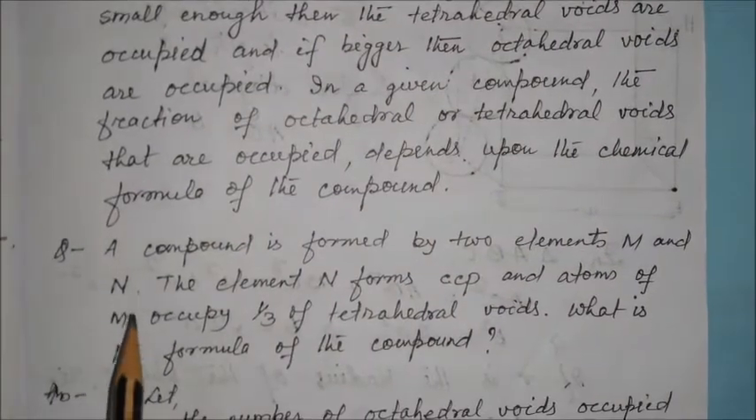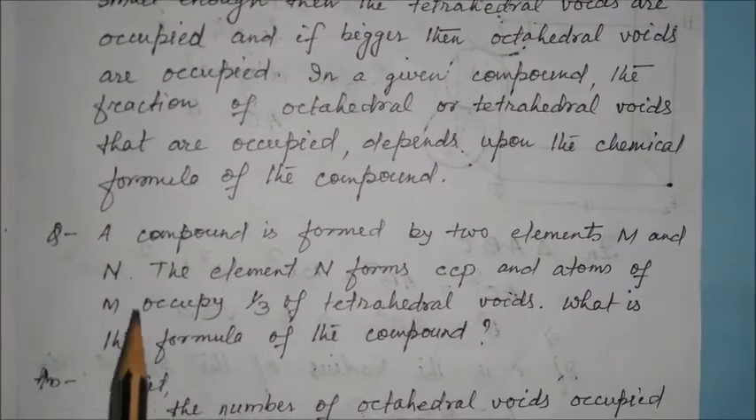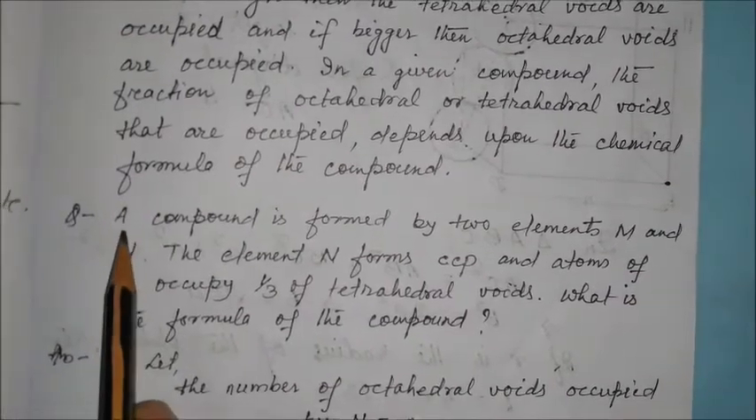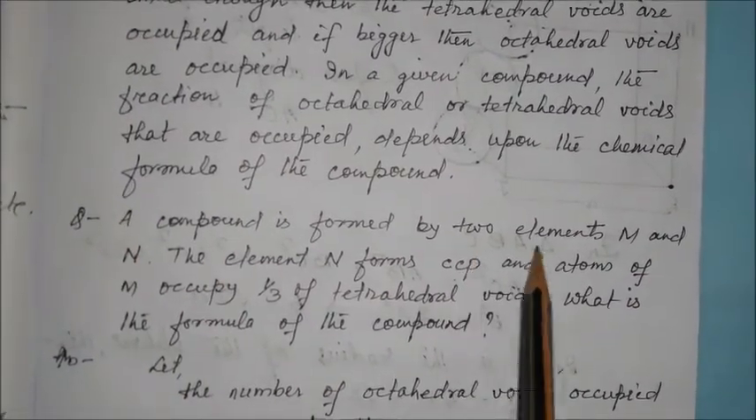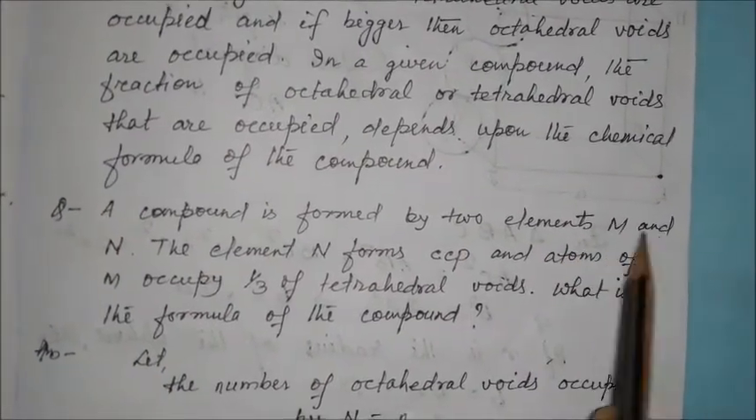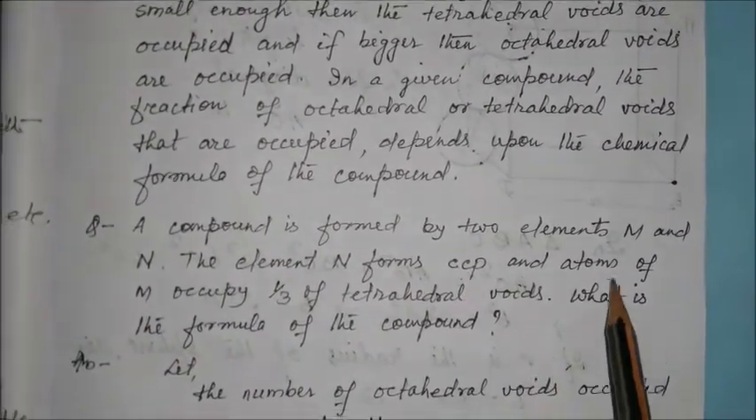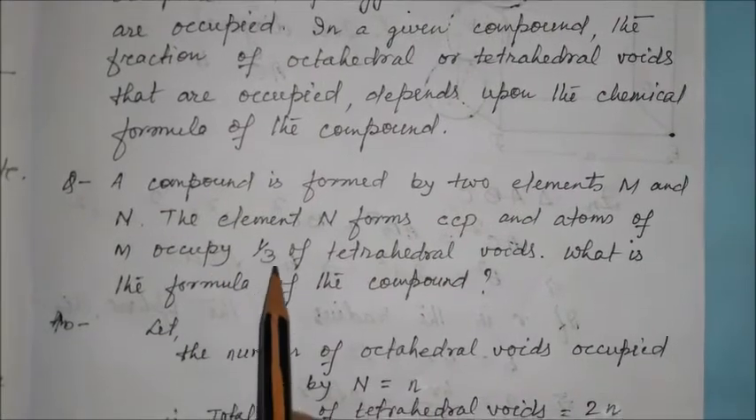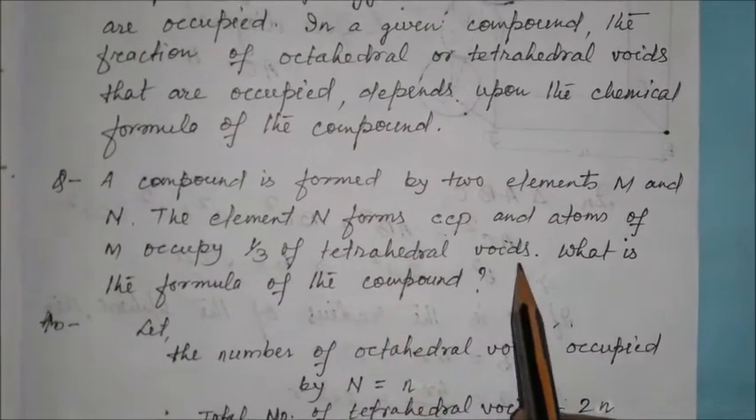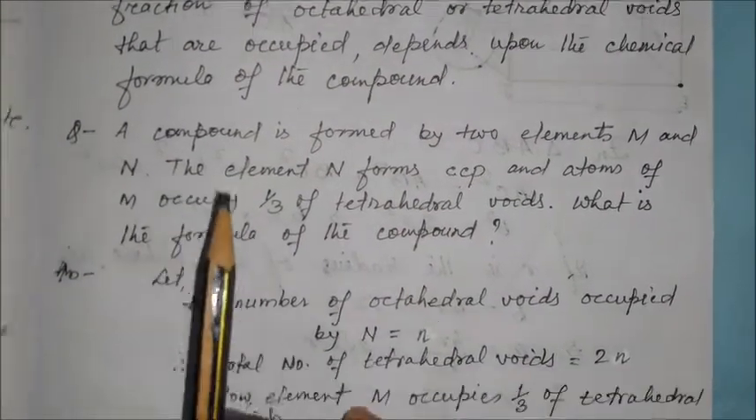Now consider one problem. A compound is formed by two elements M and N. The element N forms CCP, and atoms of M occupy one third of tetrahedral voids. What is the formula of the compound?